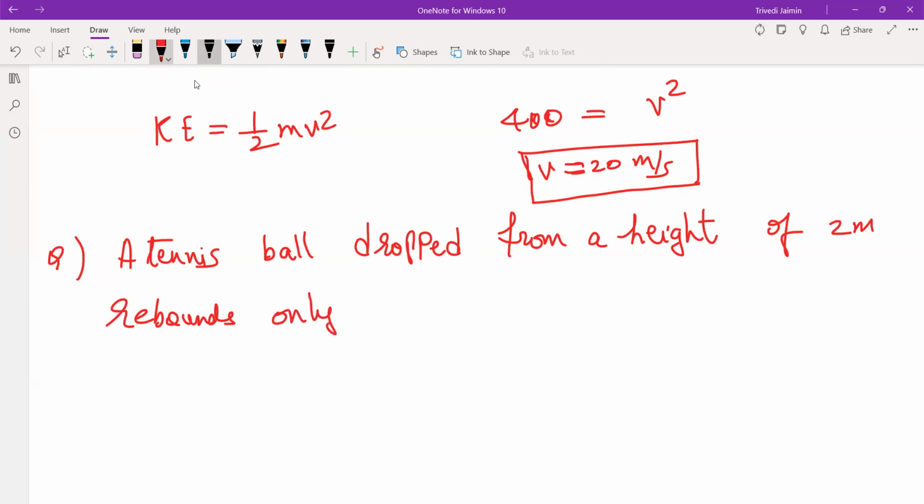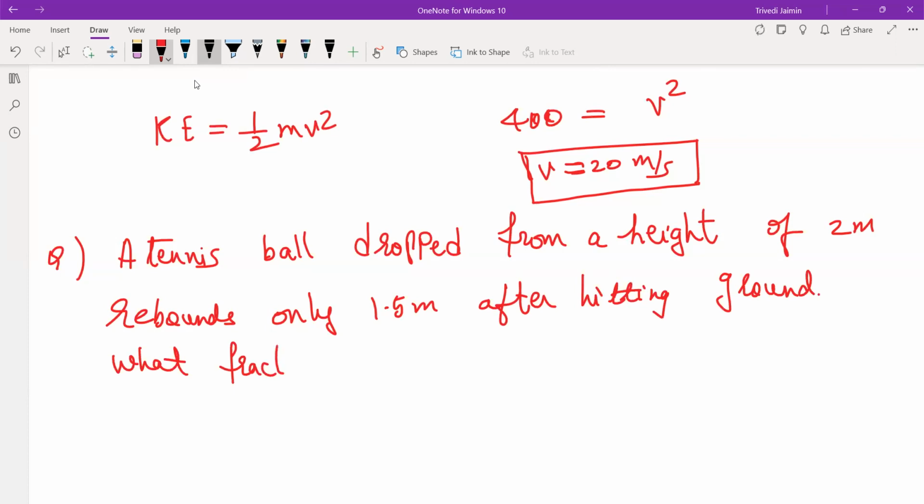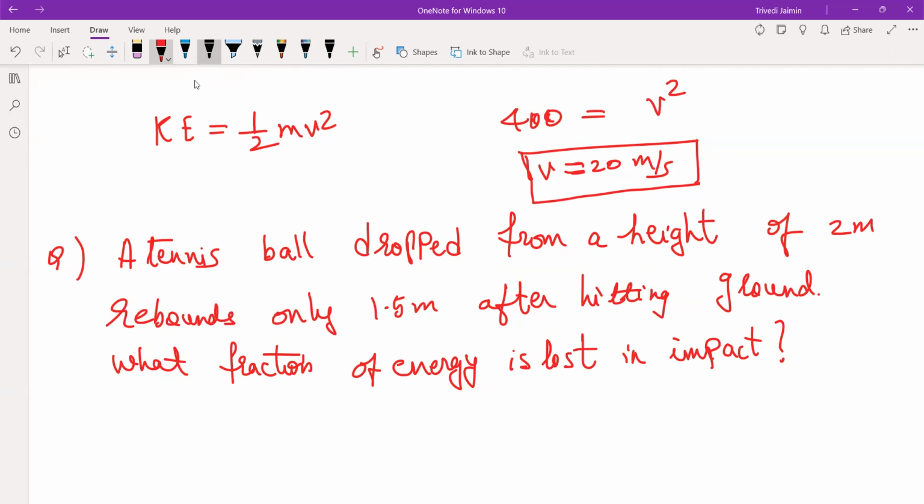A tennis ball dropped from a height of 2 meter rebounds only 1.5 meter after hitting the ground. What fraction of energy is lost in impact?